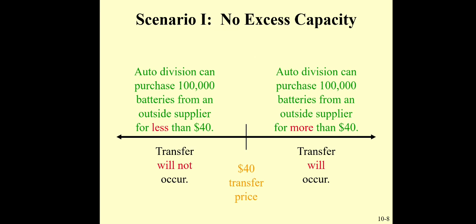So the transfer price is $40. Remember in the previous slide, we calculated that the transfer price is $40. If the auto division can purchase batteries from an outside supplier for less than $40, then the transfer of product will not happen, because the auto division will purchase from outside. On the right side of the slide, if the auto division can purchase 100,000 batteries from an outside supplier for more than $40, then the transfer will happen.